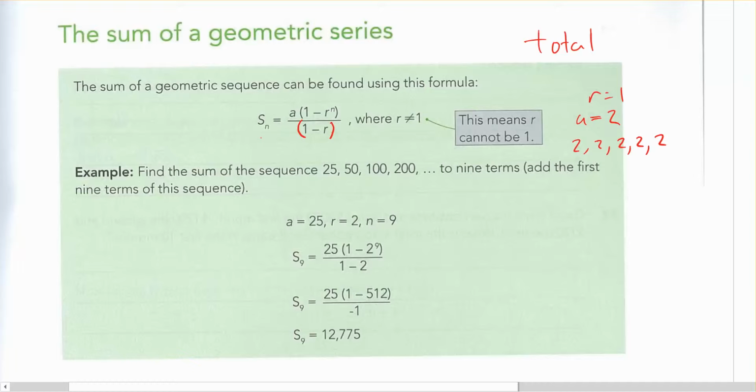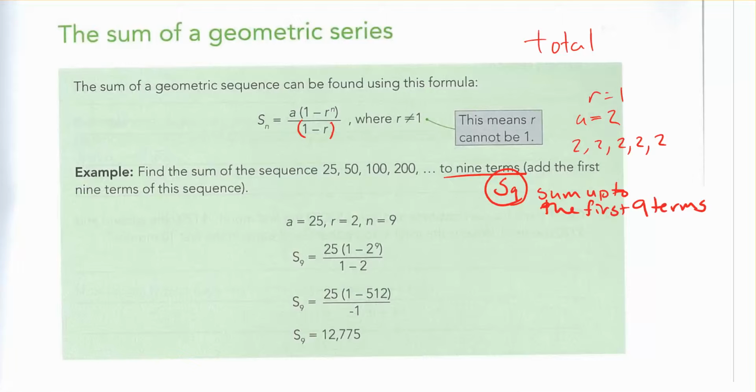So for instance, like they've done here, find the sum of the sequence 25, 50, 100, 200, to 9 terms. So that means they want us to find S9. That's the thing they're looking for. That's the sum up to the first 9 terms. So a is 25. You'll notice here that we're doubling. If you're not sure, you can always go 50 divided by 25 is equal to 2, taking the second one and putting it on top of the first one. And n is going to be 9, because that's what we're looking for, the first 9 terms.